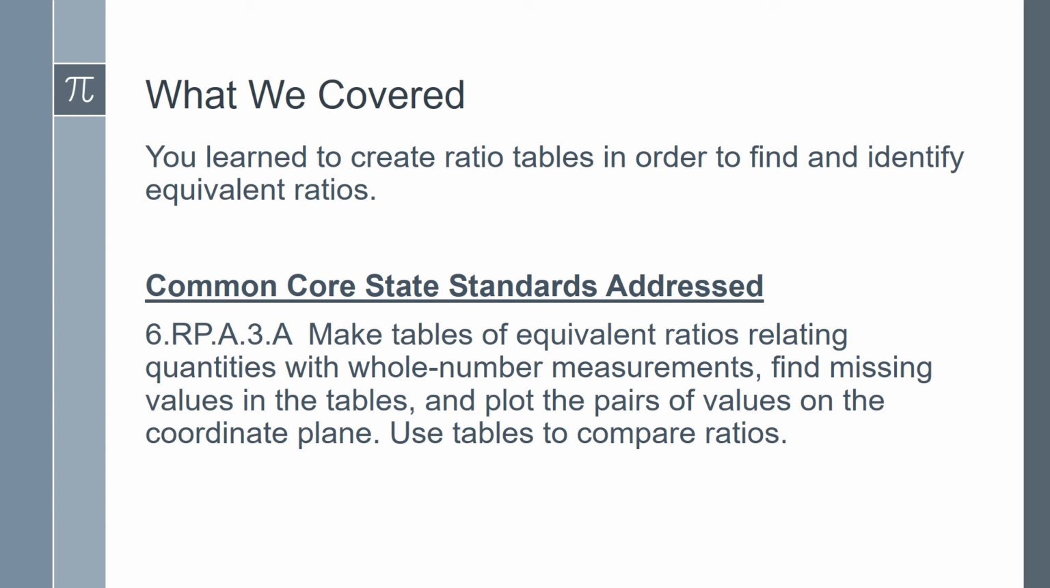Today you learned to create ratio tables in order to find and identify equivalent ratios. The Common Core State Standard today was to make tables of equivalent ratios relating quantities with whole number measurements, find missing values in the tables, and plot the pairs of values on the coordinate plane. You also used tables to compare ratios.